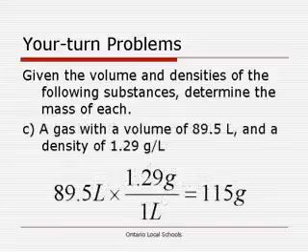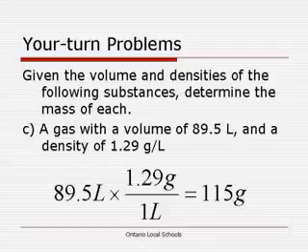The solution to the last of our your turn problems has to do with a gas that has a volume of 89.5 liters and a density of 1.29 grams per liter. We're going to take the volume times the density used as a conversion factor, the quantity we're going to on top, grams, and the quantity that we're coming from in the density, which is liters, is on the bottom of that conversion factor. The liters cancel. We're left with units of grams, so we know that we set our problem up correctly. 89.5 times 1.29, rounded to the correct number of significant figures, would be 115 grams, and that's our solution.